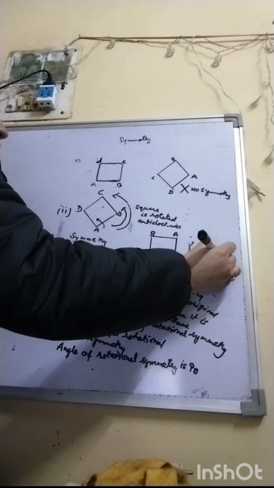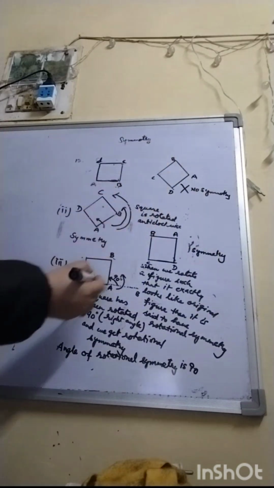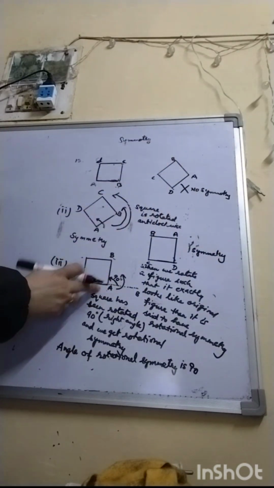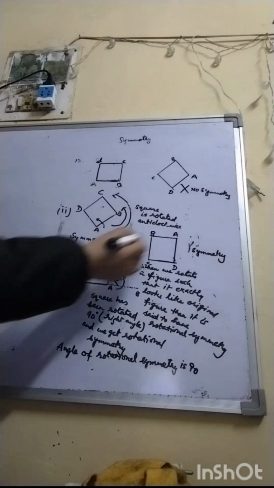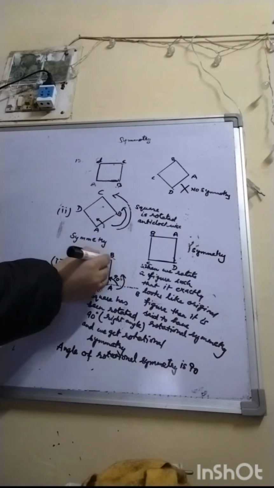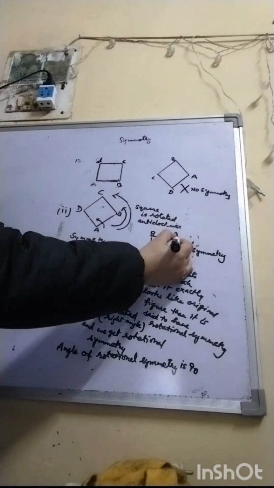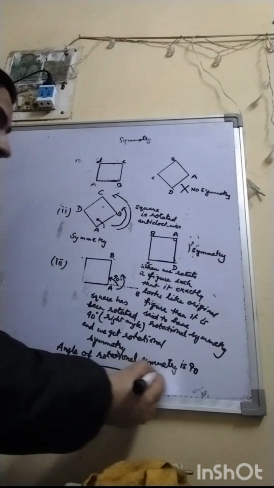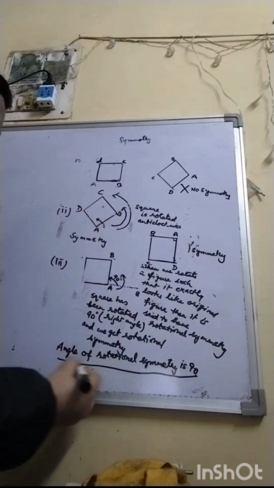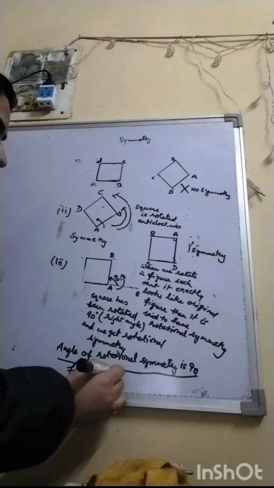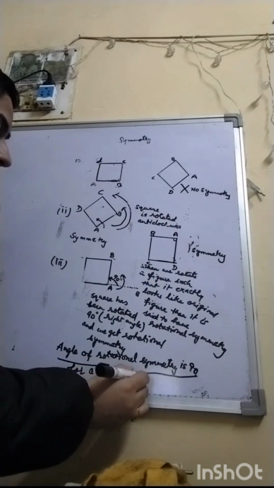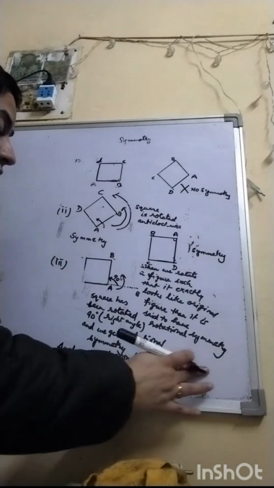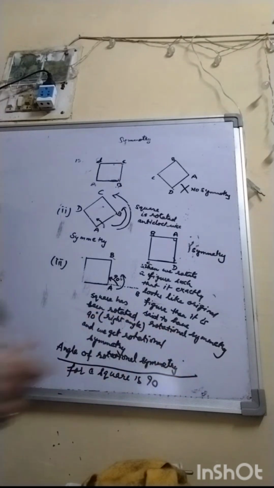Now how much have I rotated between these two? Again, if I see the third figure, AB was vertical, now AB has become horizontal. So again you can say that AB has been rotated 90 degrees. This confirms that the angle of rotation of symmetry for a square is 90 degrees.